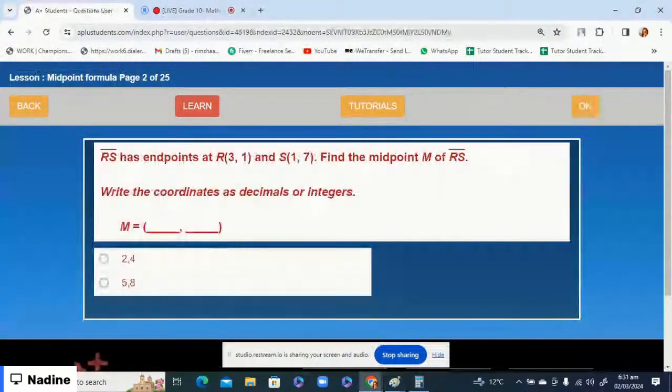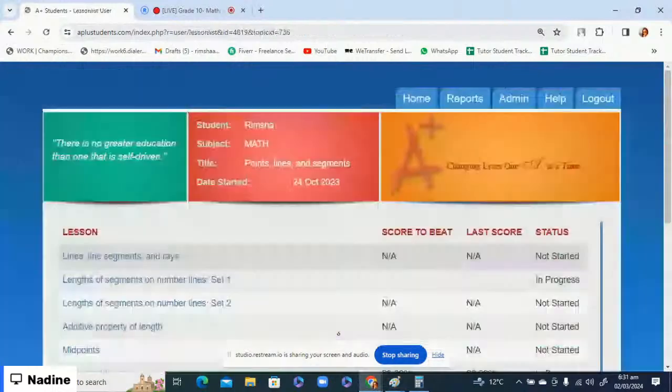R is (3, 1), then it's (1, 7). You just need to find all the rest by yourself, okay? By the same method. Now let's do the next one.